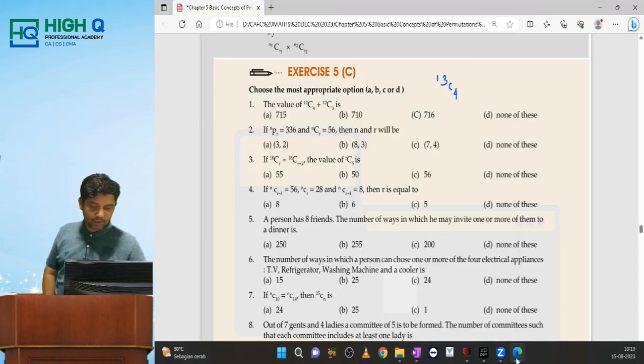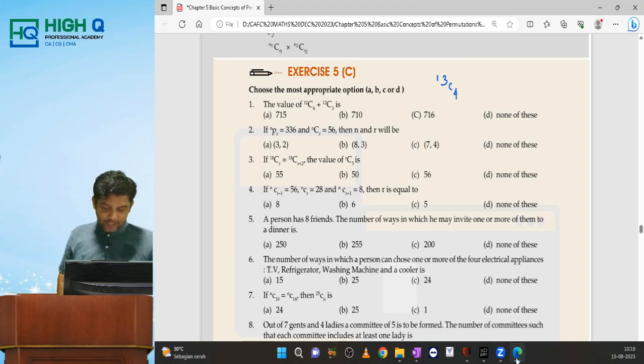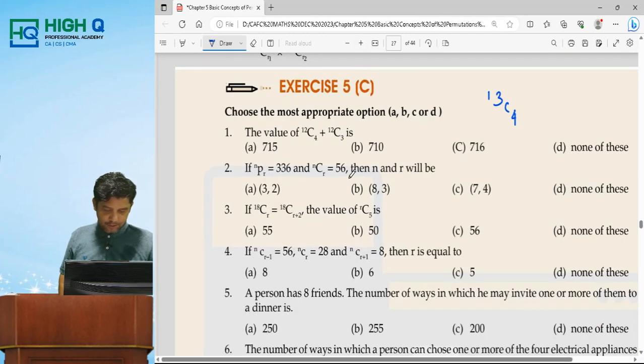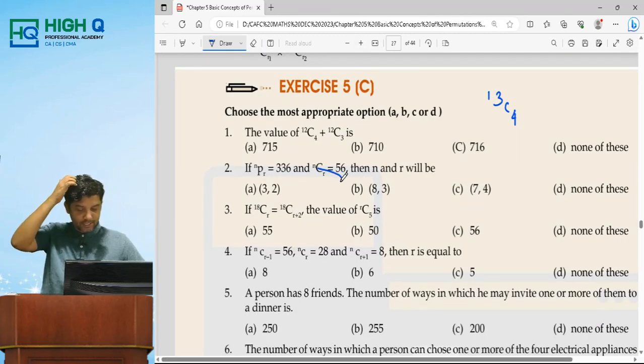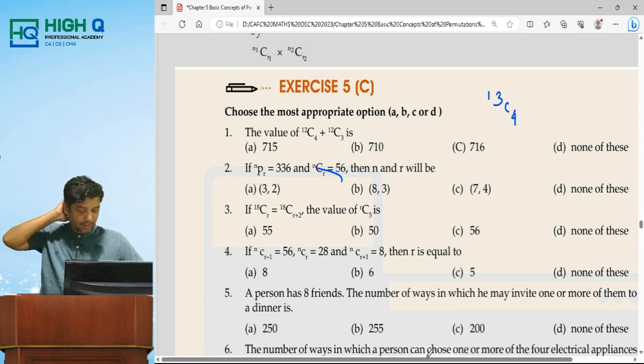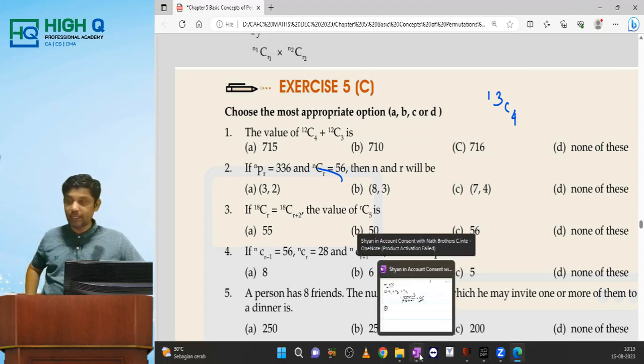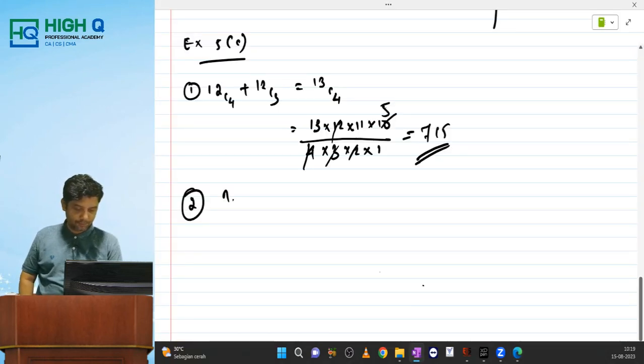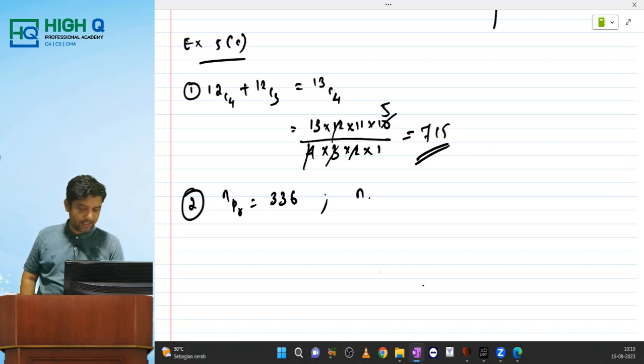Okay, what is the next question, my dear? NPR is equal to 336, NCR is equal to 56. Find N and R. Please mark it as a very important type.